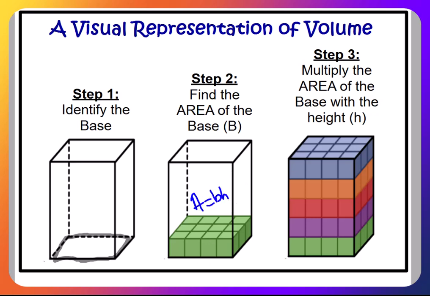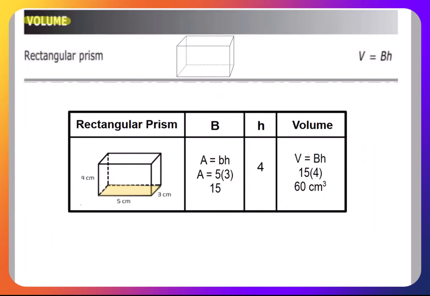It is a rectangle. And how do we find the area of a rectangle? Yes, base times height. And then the third step is you're going to multiply the area of the base with the height. How tall is your rectangular prism? So those are the steps that you need to find the volume of a rectangular prism. All right, so the formula is going to be capital V for volume equals capital B. This capital B stands for base area, the area of your base, times the height.